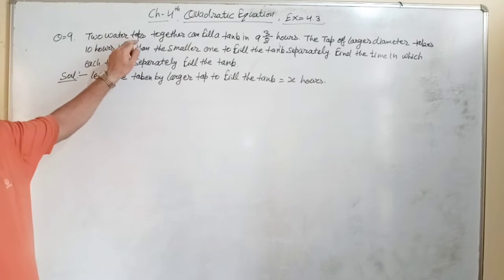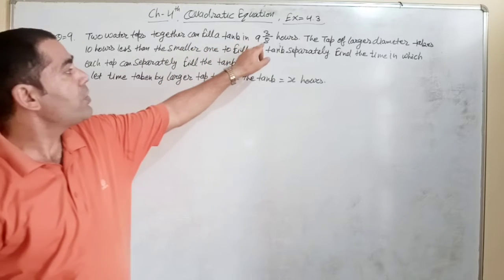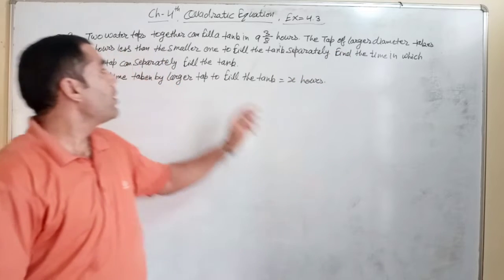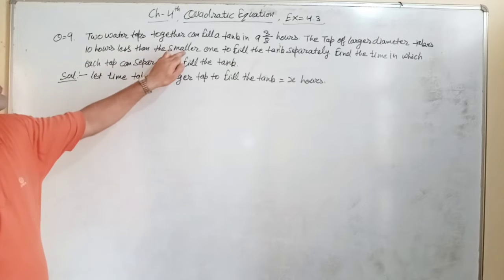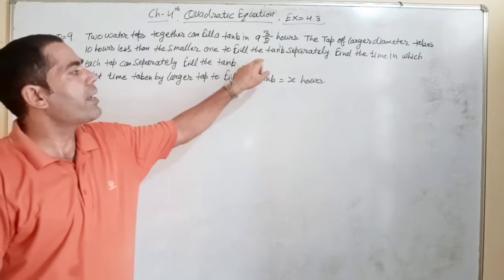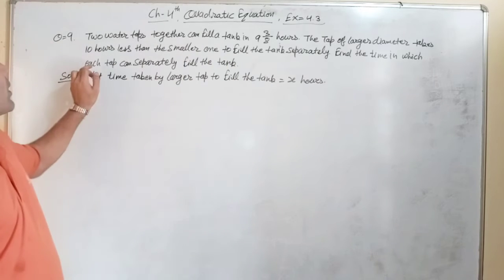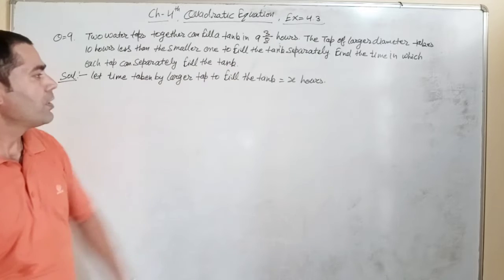Two water taps together can fill a tank in 93 upon 8 hours. The tap of larger diameter takes 10 hours less than the smaller one to fill the tank separately. Find the time in which each tap can separately fill the tank.